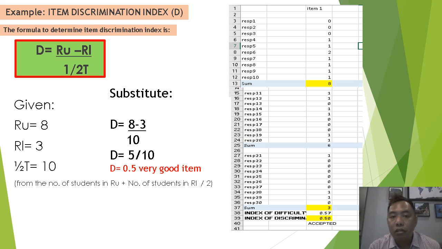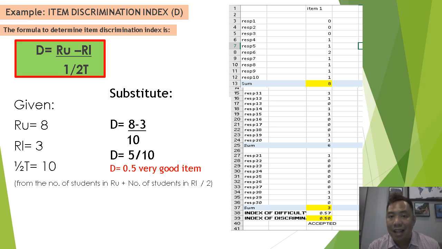Let's substitute to get the item discrimination index. Using the formula, D equals RU, which is 8, minus RL, the lower group, which is 3, divided by 10. So your D here is 5/10, and we got an answer of 0.5, which can be classified as a very good item.